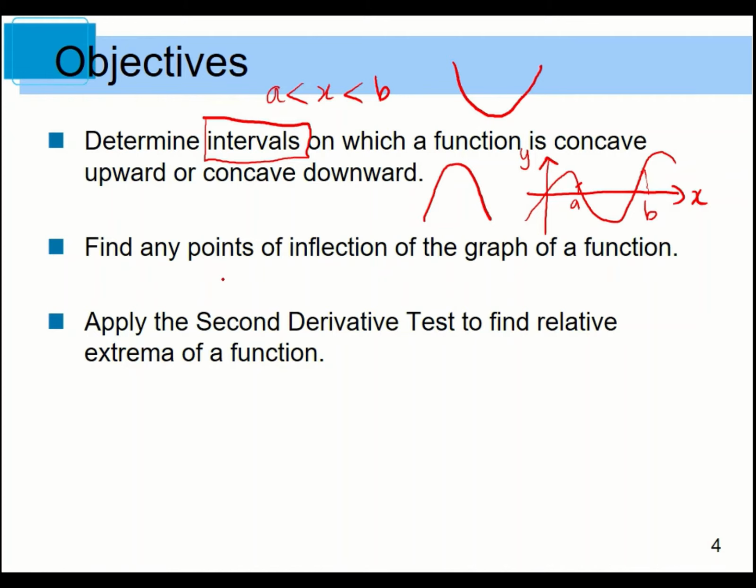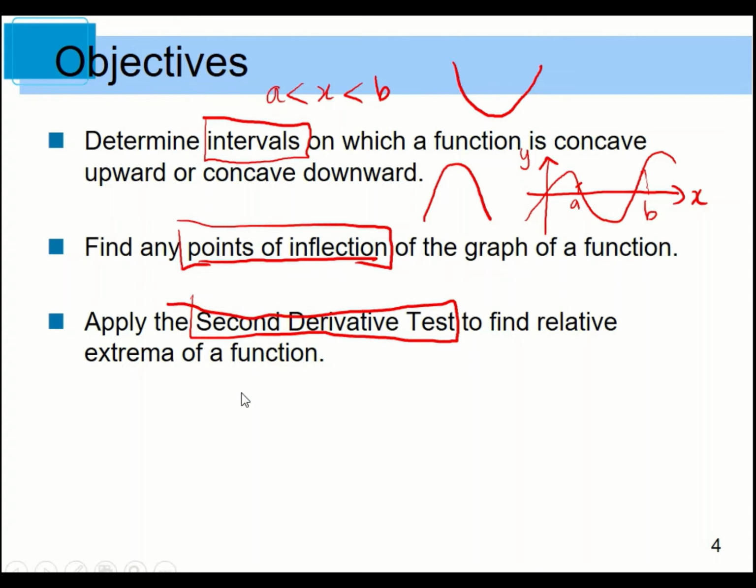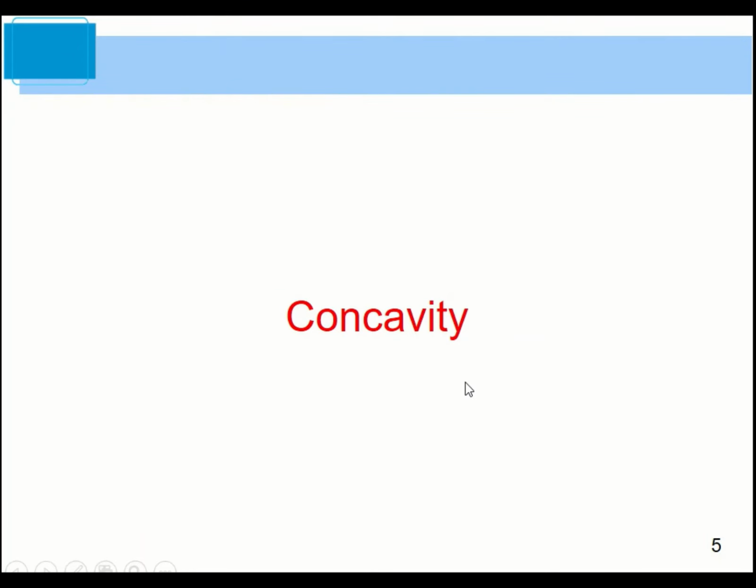The second objective is to find the point of inflection of the graph of a function. We are going to talk about what a point of inflection is later. And the third objective is to apply the second derivative test to find the relative extrema of a function. So let's start with the concavity.